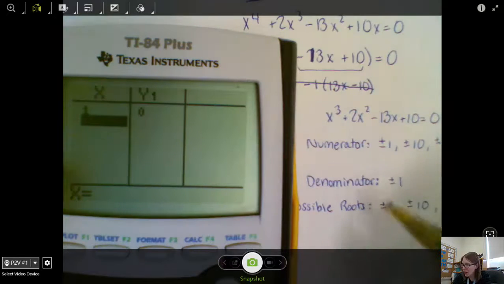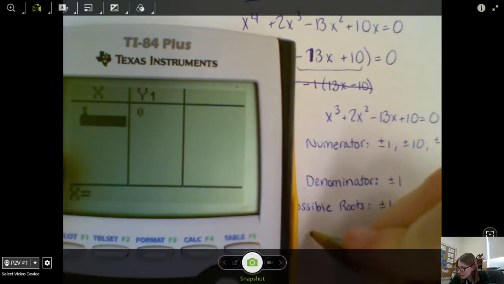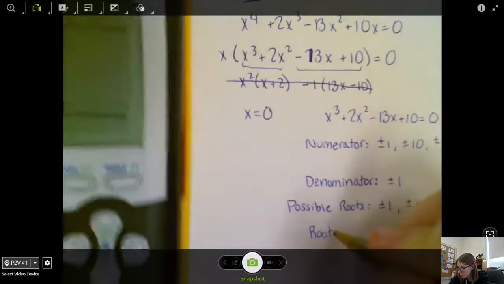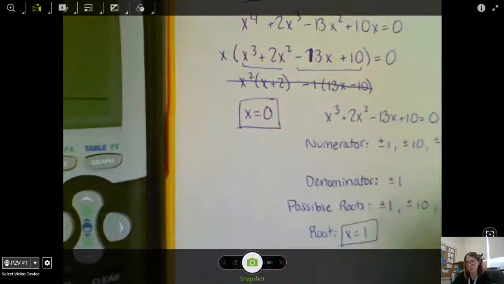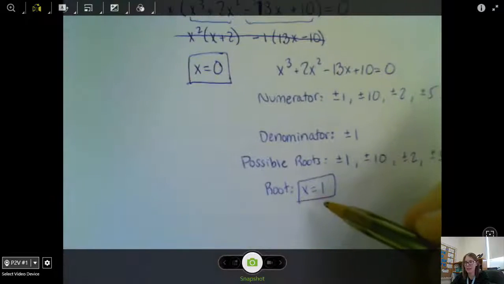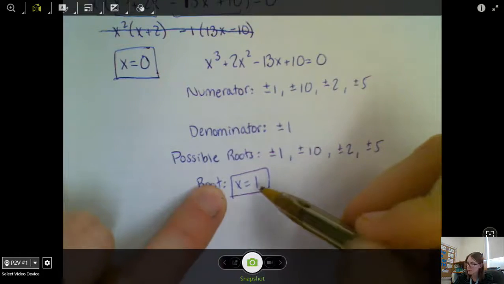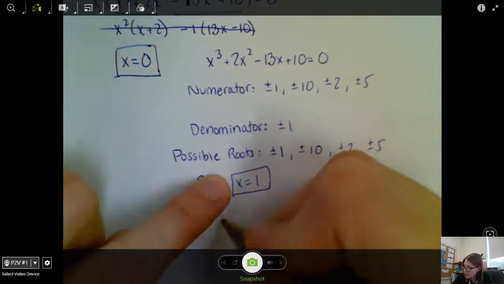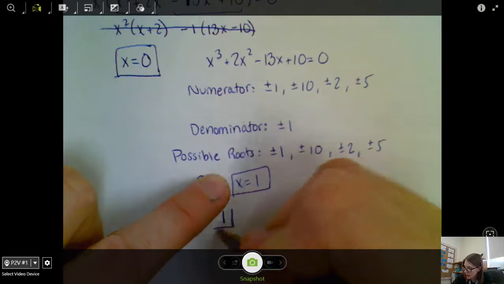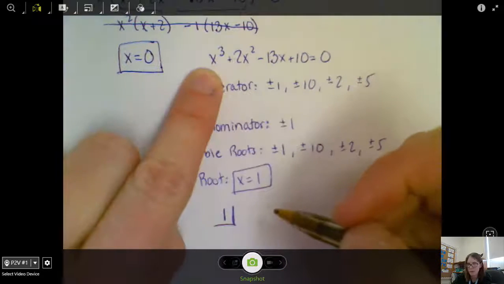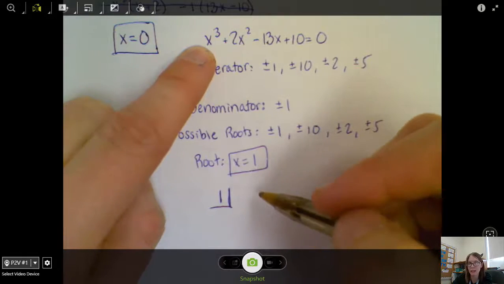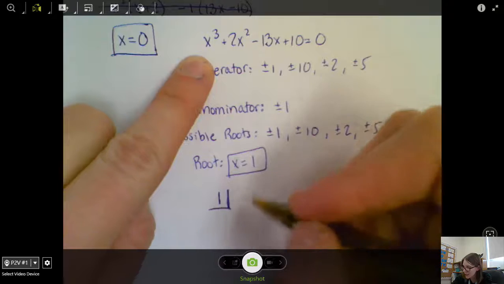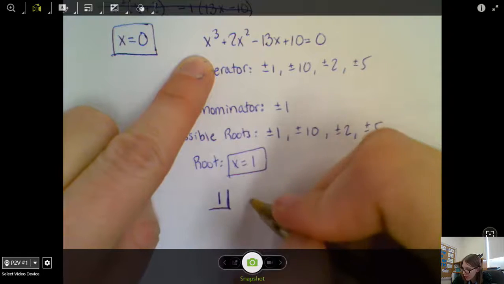Okay, now that I know 1 is a root, I can use some synthetic division to figure out the rest. This root is what goes in my box here. And you could do long division if you wanted to with x minus 1, but synthetic division is a little bit quicker. Again, we write our coefficients in order.